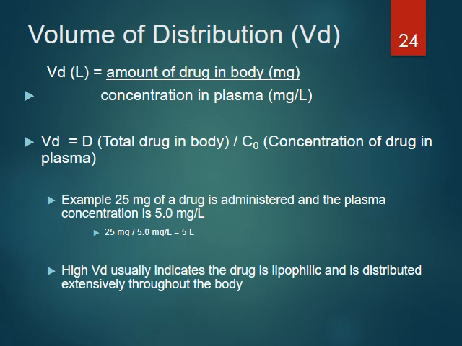What we'll see is that high volume distribution usually indicates that a drug is lipophilic, and thus is going to have an easier time crossing those lipid membranes, and is going to be more distributed extensively throughout the body. There are some rare circumstances where that's not the case, but this is going to hold true nine times out of 10. I'll give you some more examples of calculations to show you a comparison between things with low volume distributions versus things with high VDs.